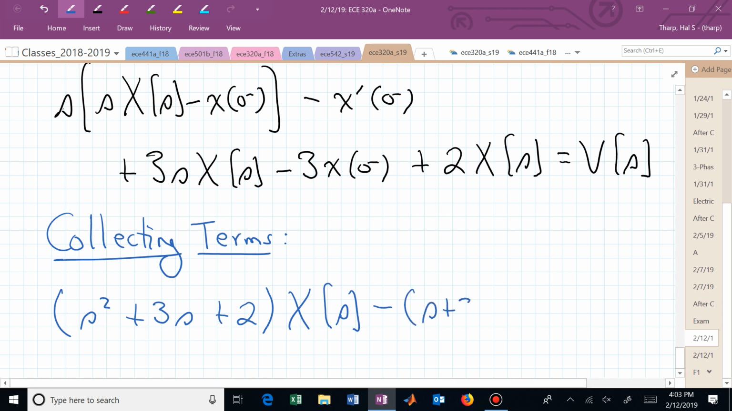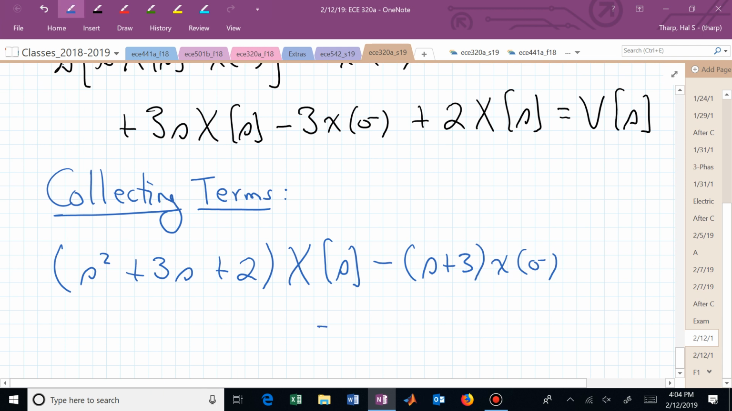This is now s plus 3 times x of 0 minus. Did I get the right factors weighting x at time 0 minus? I had an s times x of 0 minus with a negative sign, and I had a minus 3 times x of 0 minus. I'm factoring the minus out from both terms, and I end up with minus the quantity s plus 3 x of 0 minus. I have a minus x prime of 0 minus, and that all equals capital V of s.